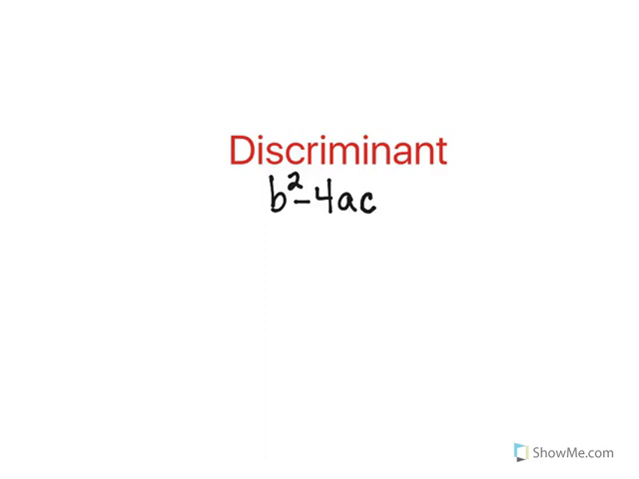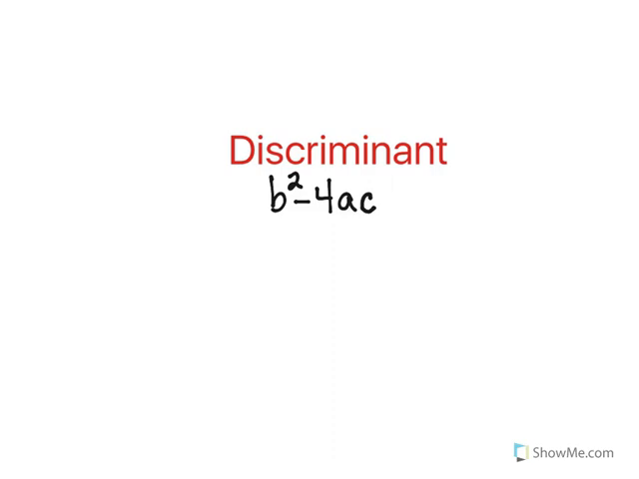Hi, today we're talking about the discriminant. The discriminant is part of your parabola. It is something that you can find within the equation that you are given. The best way to describe the discriminant is a number or numbers that you can find by using b squared minus 4ac.